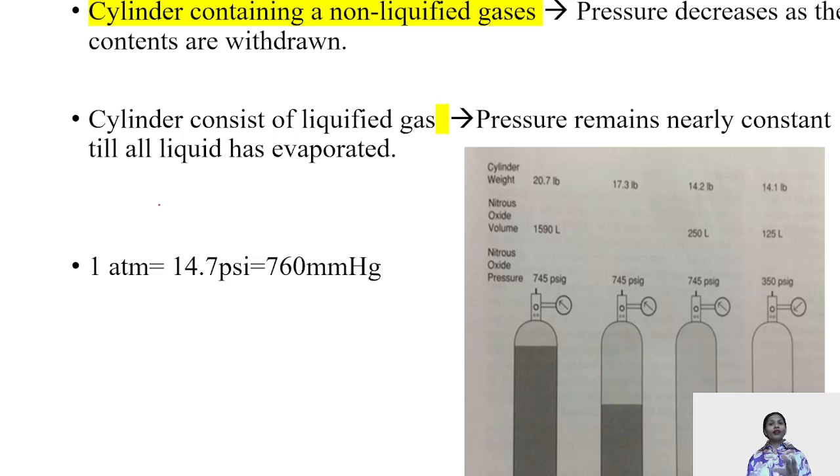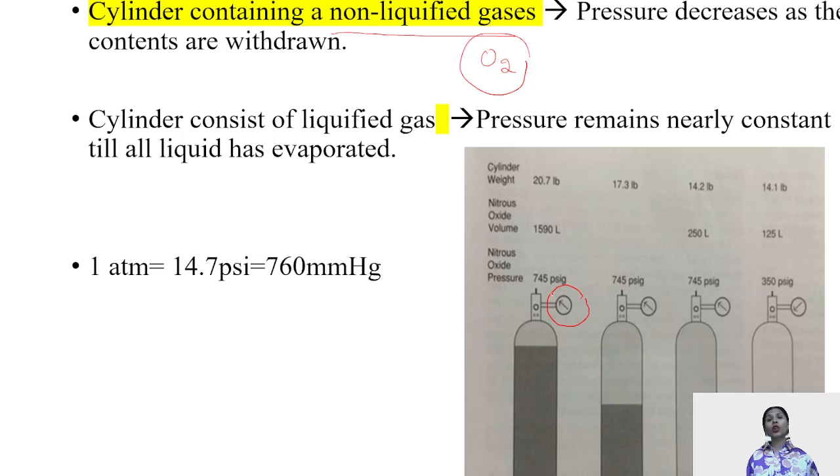Now moving to a very important concept: pressure changes. Each cylinder has a pressure gauge attached to it so that we can check the pressure. When you are talking about a non-liquefied gas like oxygen, this pressure is going to decrease as the contents are withdrawn. That is equally proportionate. As the oxygen is being withdrawn, the pressure is going to decrease simultaneously. So the reading is quite easy and you can know when the cylinder gets over.